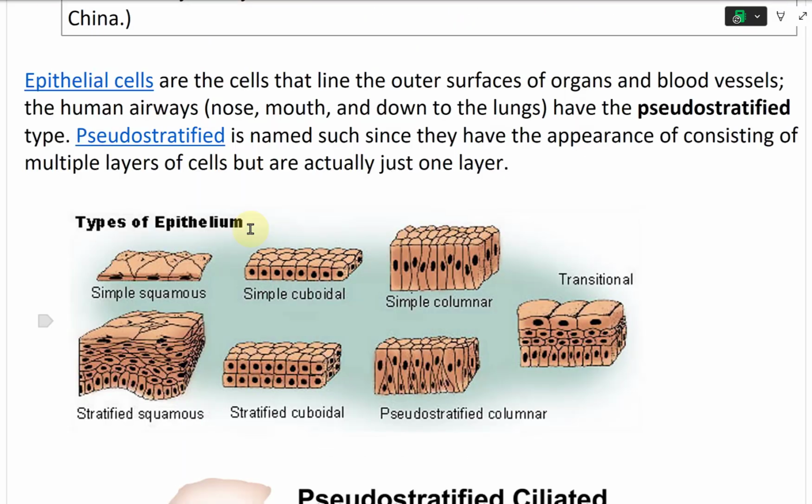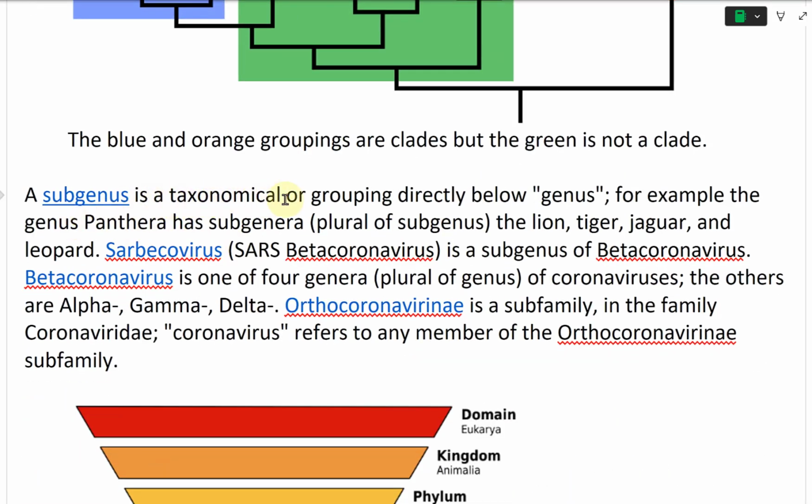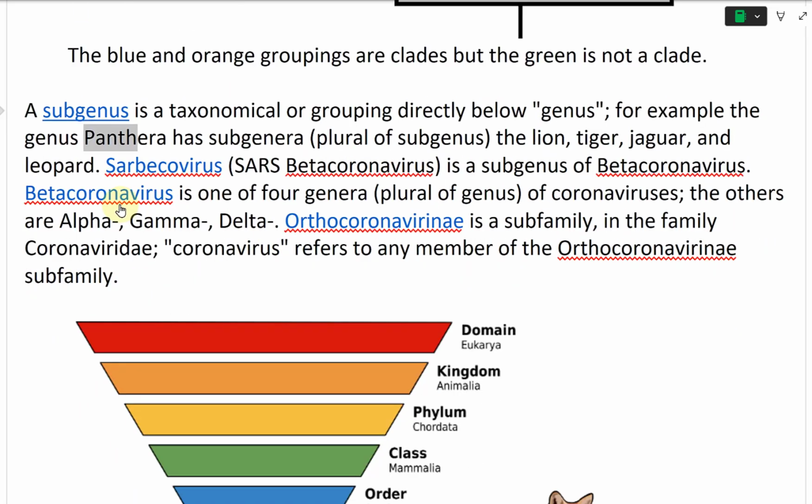In the subgenus, and this is from this part right here, they isolated a novel coronavirus that forms a clade within the subgenus Sarbecovirus and this subfamily and so on. A subgenus is a taxonomical grouping directly below genus. For example, the genus Panthera has subgenera, the plural of subgenus, the lion, tiger, jaguar, and leopard. Anyways, Sarbecovirus, that's short for SARS beta coronavirus, is a subgenus of betacoronavirus. And betacoronavirus is one of 4 genera, the plural of genus, of coronaviruses. The others are alpha, gamma, delta, and so on.